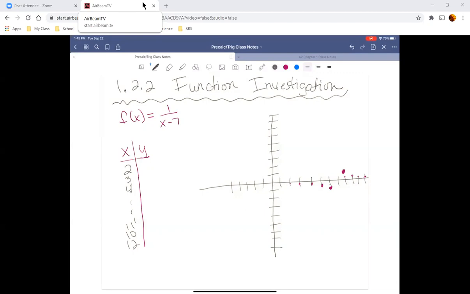So when you guys went through on your little graph or on your table, what happened when you put in 7? What'd you guys get for your output for 7? When you had your X was 7, these are inputs and outputs. So you had 1 over 7 minus 7. So 1 over 0. What's that equal? Is it 0 or undefined?